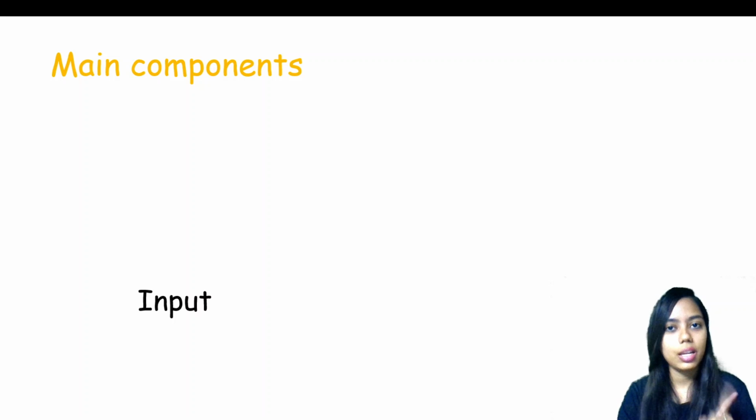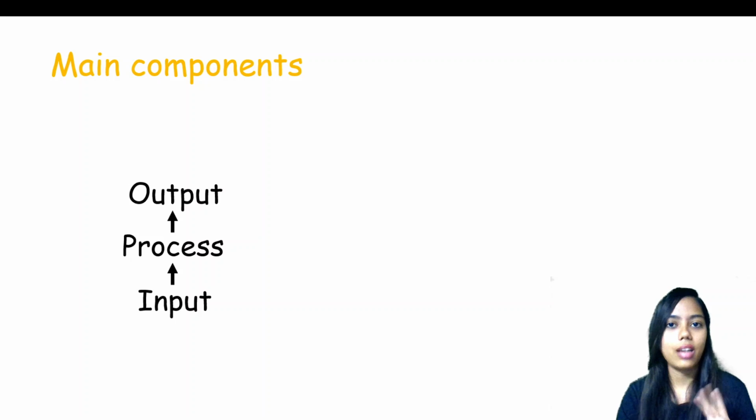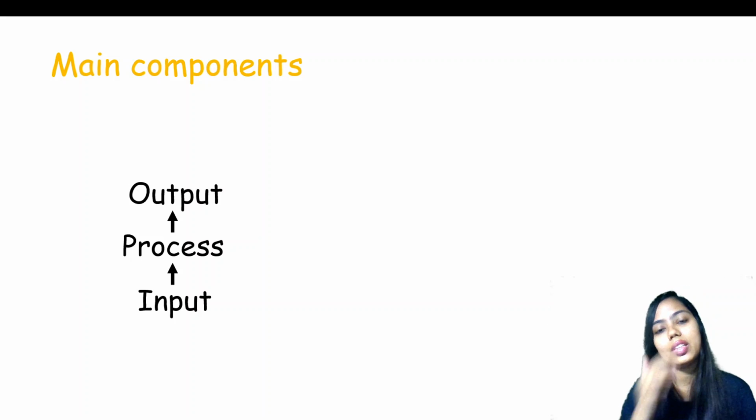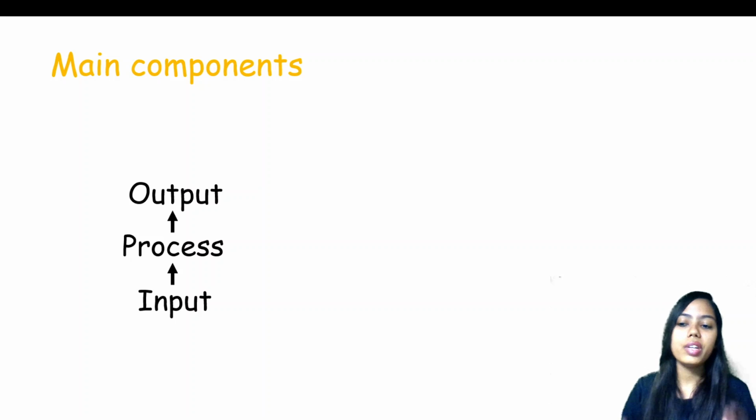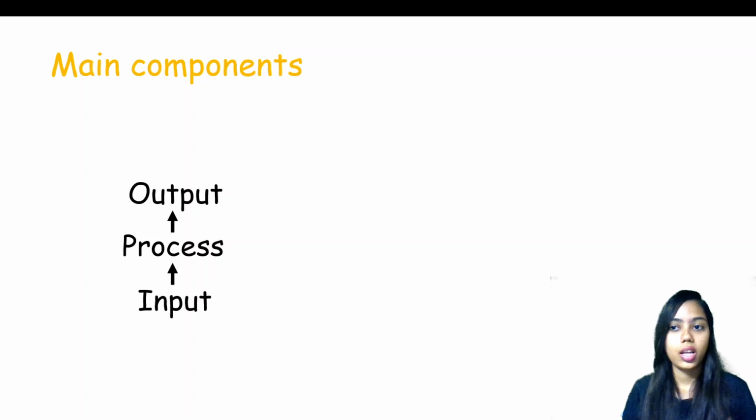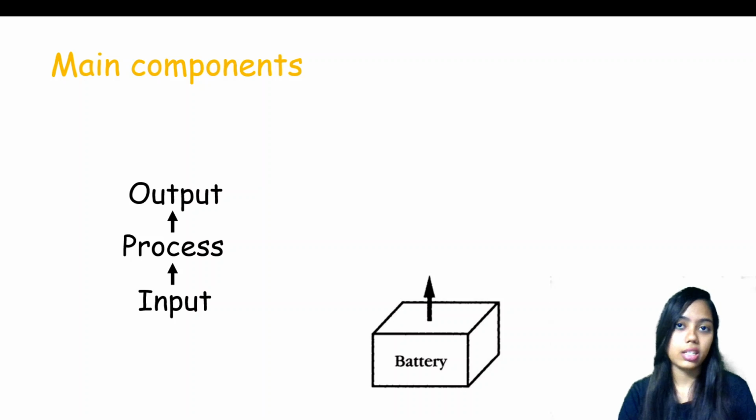There are mainly three components of e-vehicles, and I memorize and understand them in this way. We have three things: input, process and output. Comparing with the EV mechanism, when our EV is running on the road, the battery is supplying the electrical energy. That means the input level is the battery.